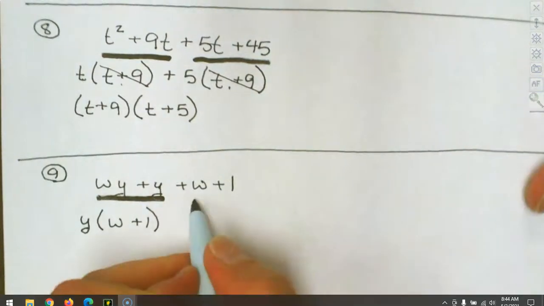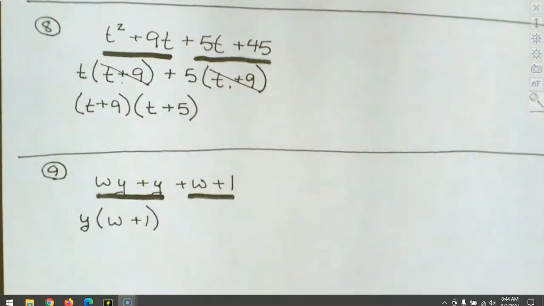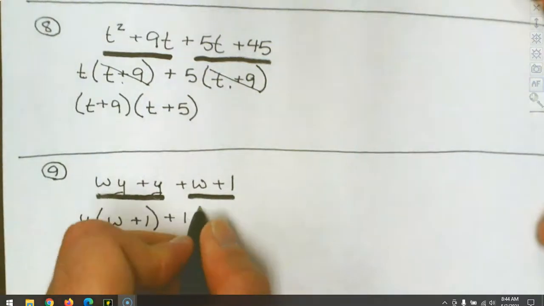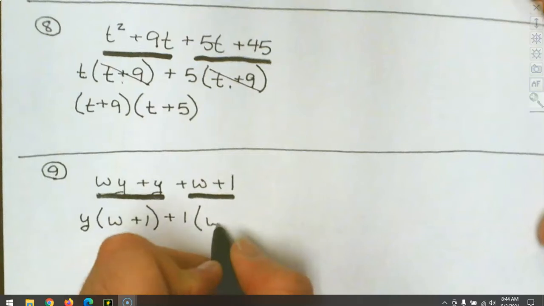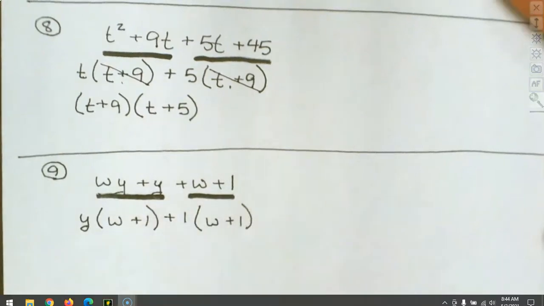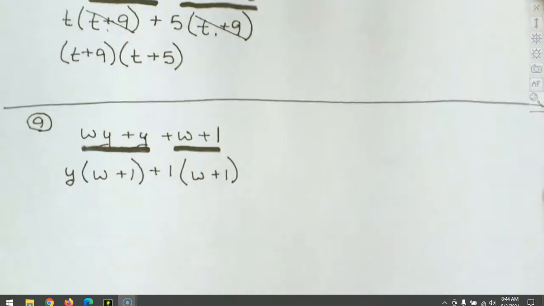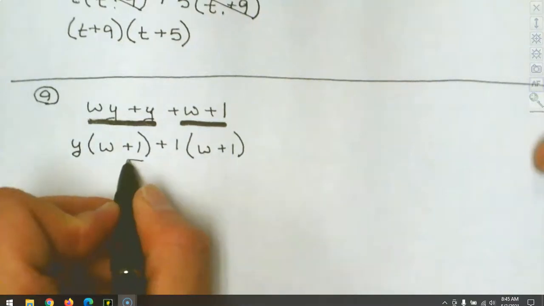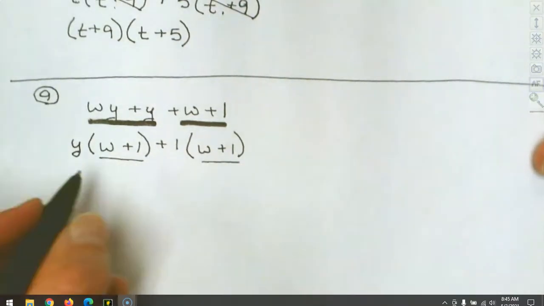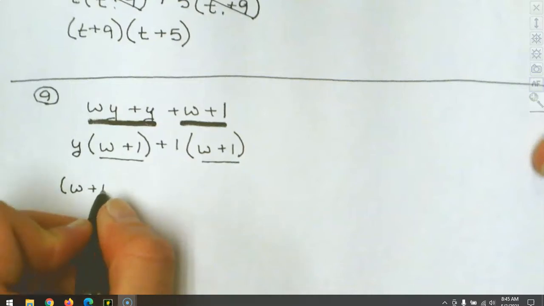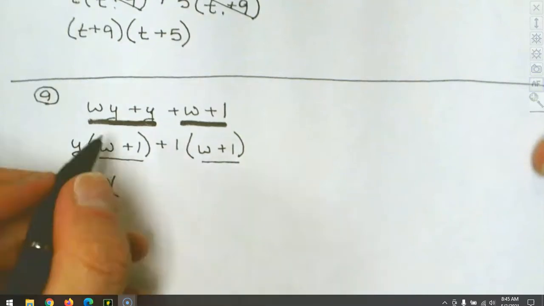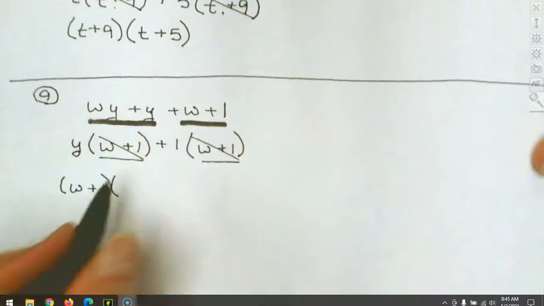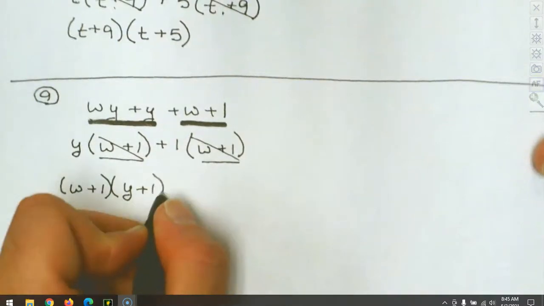The next two pieces, they don't have anything in common. And if they have nothing in common, you can always take out a 1. If nothing comes out, you take a 1 out. And that leaves you then with a w plus 1, right? Now, are my groupings the same now? Yes. If they're not the same, rework it because you made a mistake. So these are the same again. So we'll take out that w plus 1. And what's left over is y plus 1.